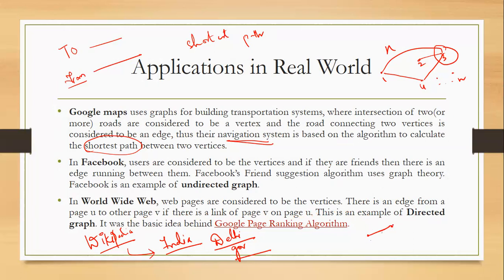So here, if Delhi is mentioned in the Wikipedia page of India, we create a directed edge from India to Delhi. And if in the Wikipedia page of Delhi we have India mentioned, we create an edge in the other direction. That is, we create a multi-graph. So this kind of graph theory is also used in the case of the World Wide Web. That is, different HTML pages are created and we create a link between them. So this is the basic idea behind the Google page ranking algorithm.